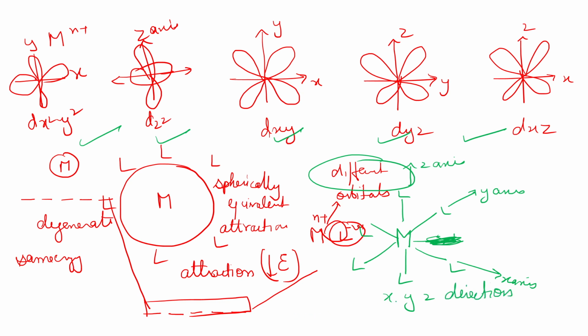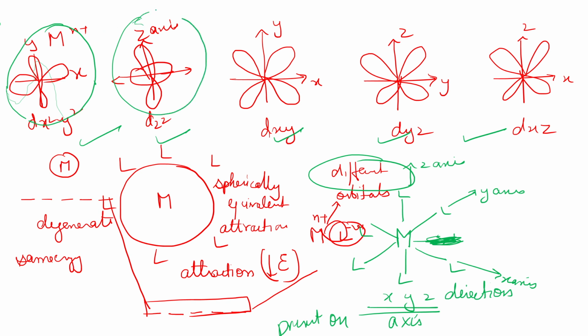Which orbitals are present on the axis? You can see dx square minus y square and dz square are present on the axis, so they will be repelled more, with more repulsion. So the five d orbitals present over here, what will they do? These will again split.